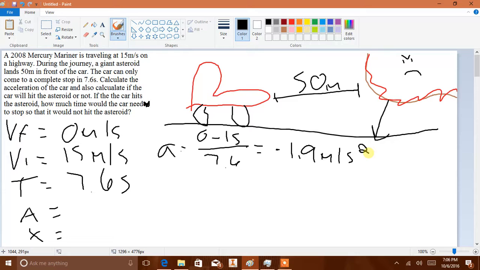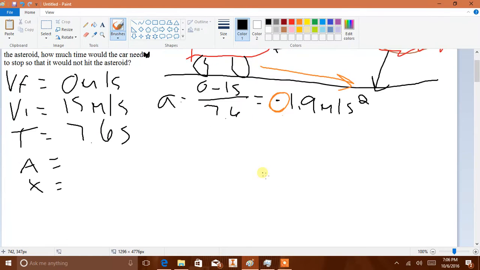The cool part about this, though, is, let's grab a different color. This negative right here is because this car is actually slowing down, coming to a stop. Acceleration is the rate of change of velocity, and because the velocity is going from 15 to 0, it's actually negative. So it's pretty cool. I love physics, so I think that's pretty sweet. So you get a negative acceleration.